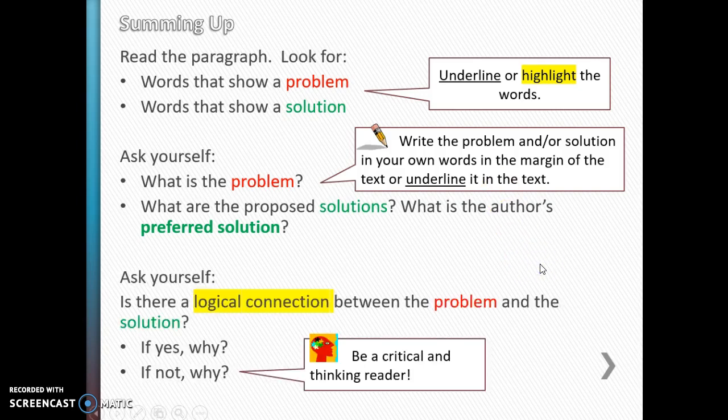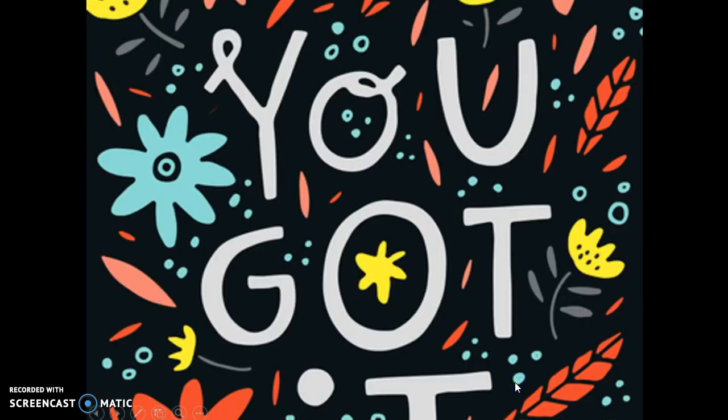And finally, ask yourself, is there a logical connection between problem and solution? Does it make sense? We've got a problem. Is the solution that the author is suggesting, is it logical? If yes, why? Think about it. If not, why? Think about it. Because it's important to be a critical and thinking reader. So now you know all about problem and solution, and it's your turn to read and look for these points.